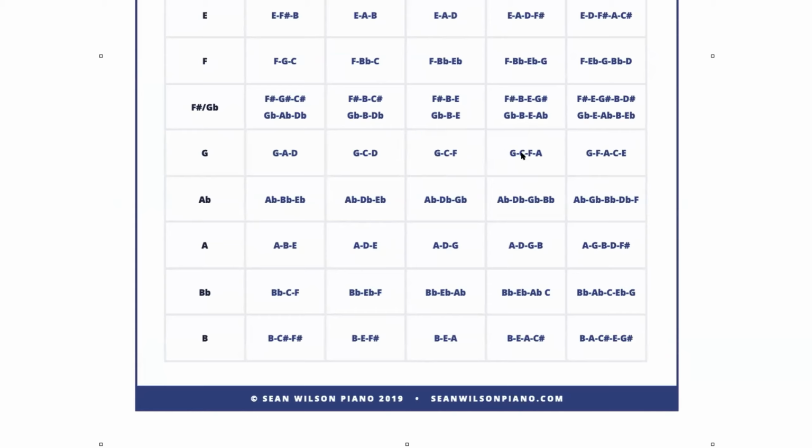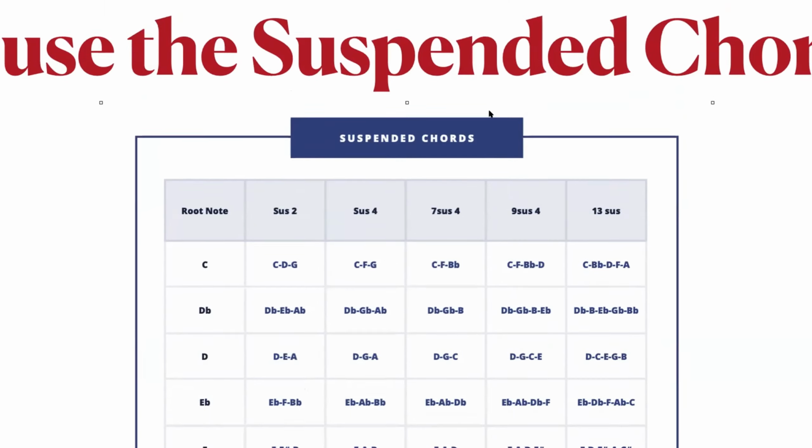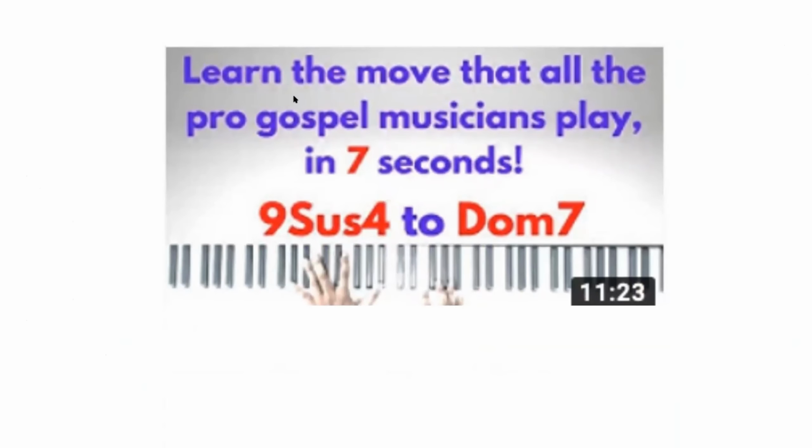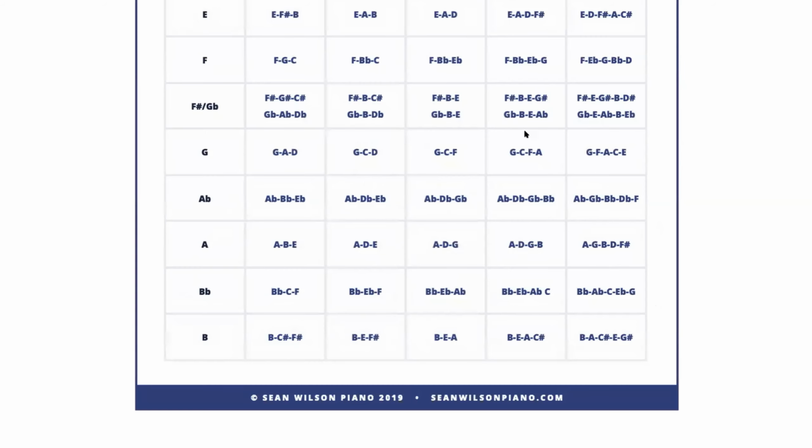Now watch this. Now I'm going to go up here. Now I'm going to use this chord. And now I'm doing a 9 sus4. And because I'm doing a 9 sus4, it's going to look like the thing that I did here. So check this out. I need to do G, C, F, A. G, C, F, A.